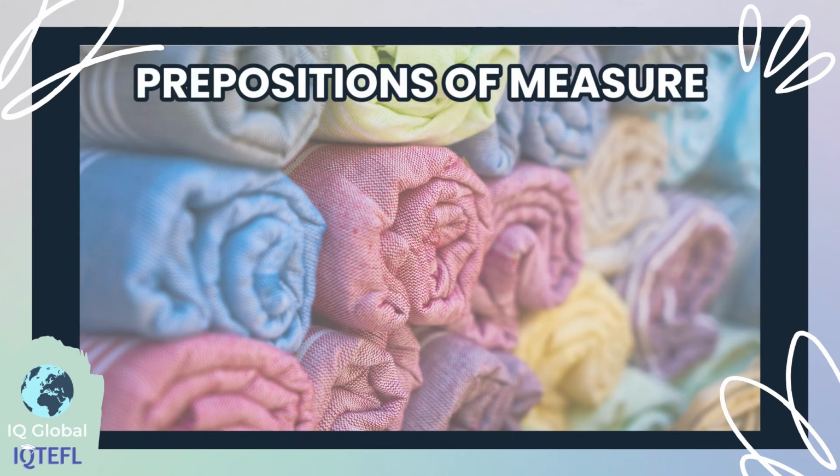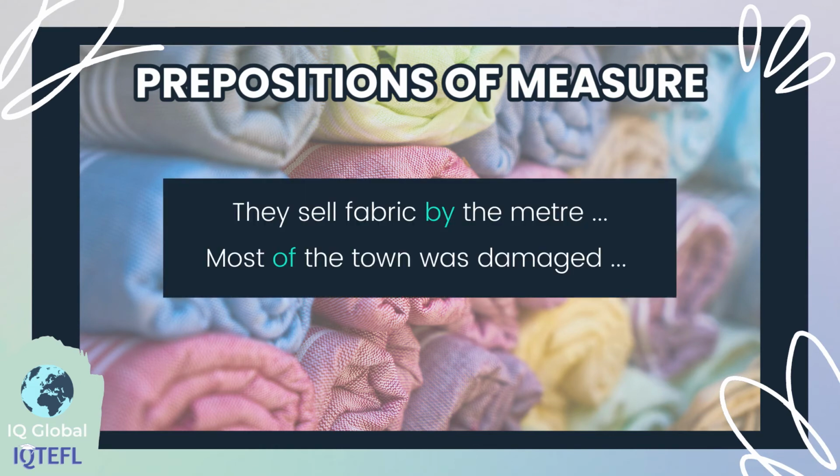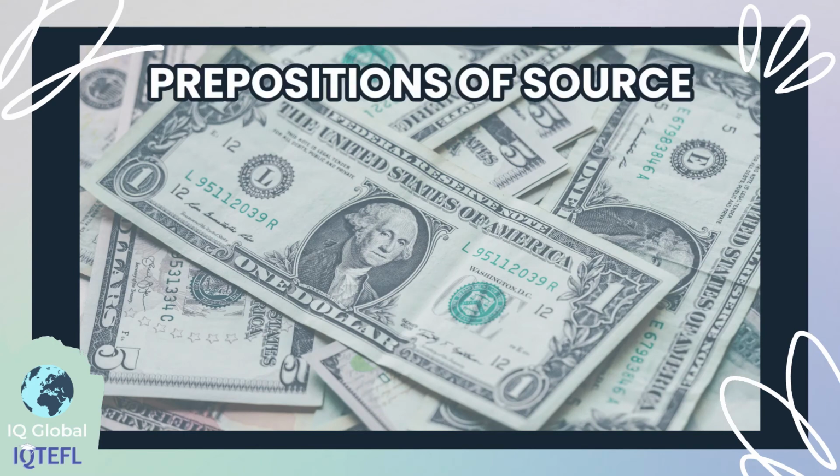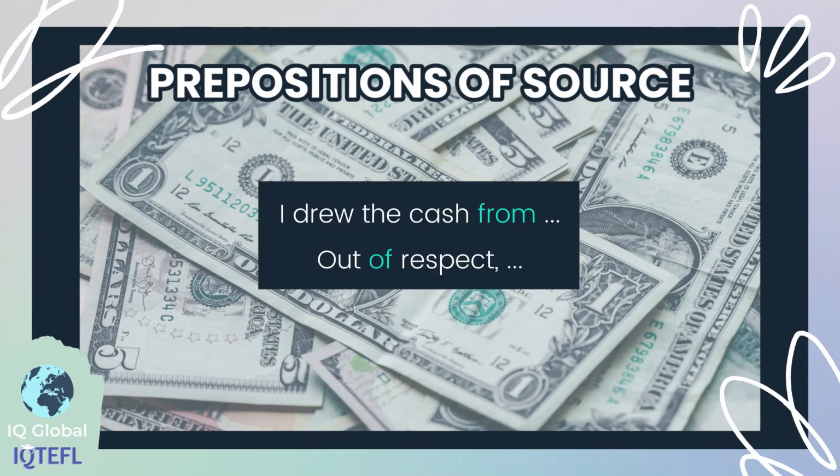6, prepositions of measure. Now we can use these prepositions in the following sentences. They sell fabric by the meter. Most of the town was damaged. 7, prepositions of source. We can use these prepositions in the following ways. I drew the cash from. Out of respect.